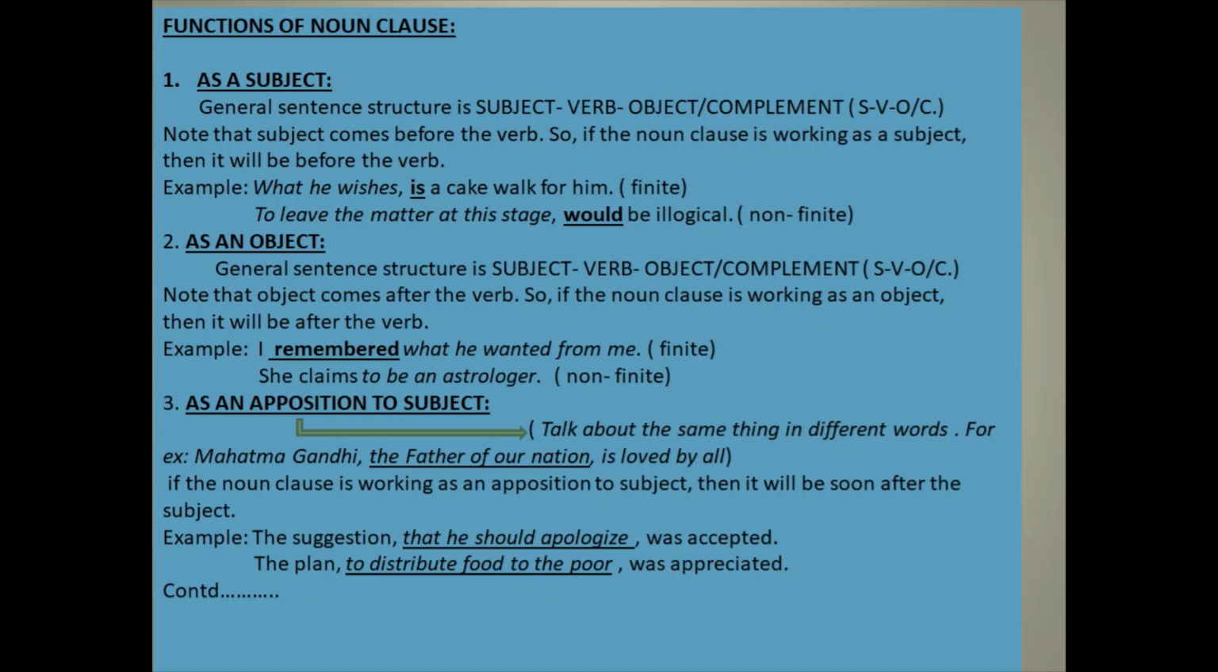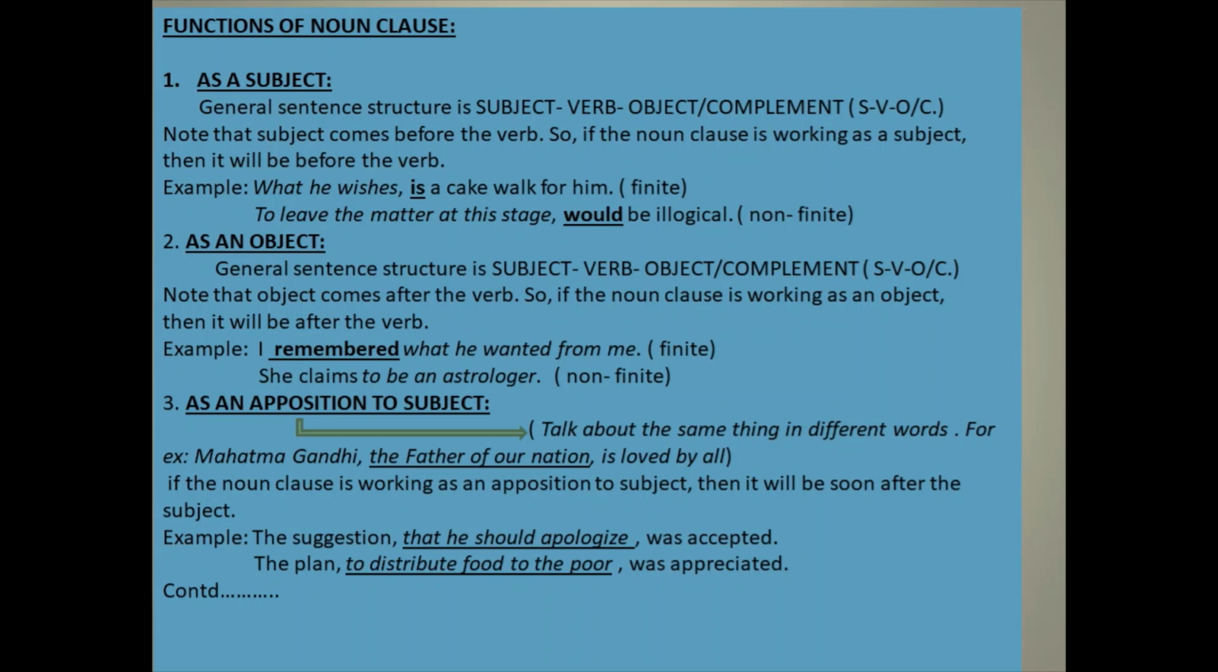She claims to be an astrologer. It's a non-finite. Why? Because there is a be there, and be is the be form of the verb. You know what the be forms of the verb are? Is, are, was, were. Yes? So these are all the be forms of the verb: is, am, are.